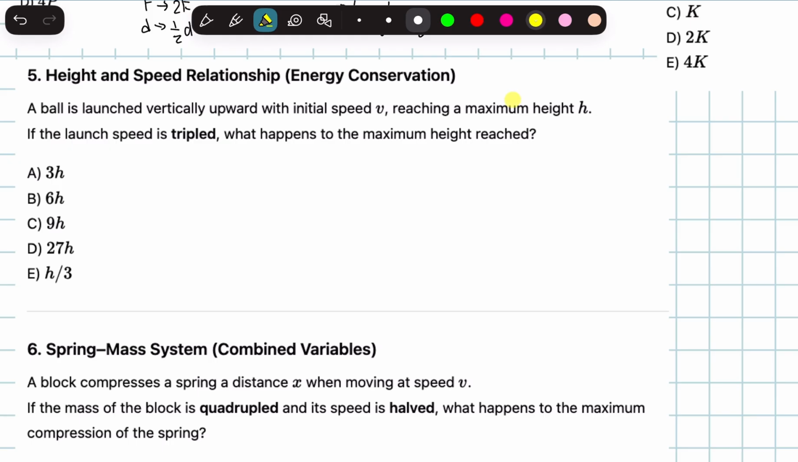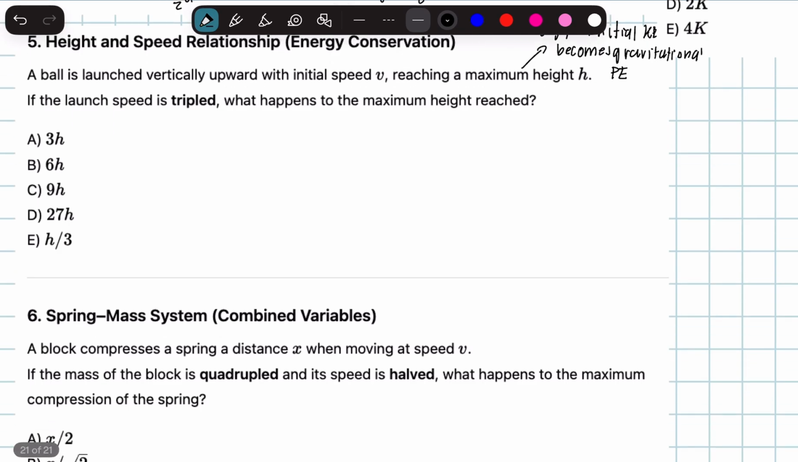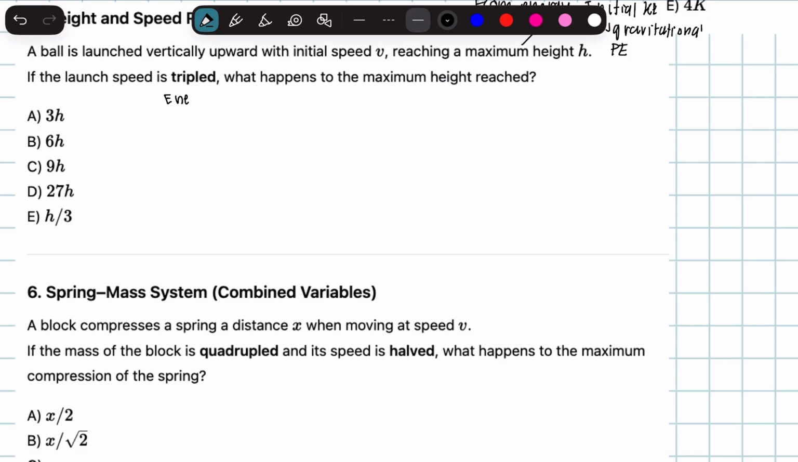So maximum height comes from energy. The initial kinetic energy will become gravitational potential energy. Using the idea of energy conservation, we know that kinetic energy is going to be equal to potential energy. That way we can set 1/2 mv squared equal to mgh.